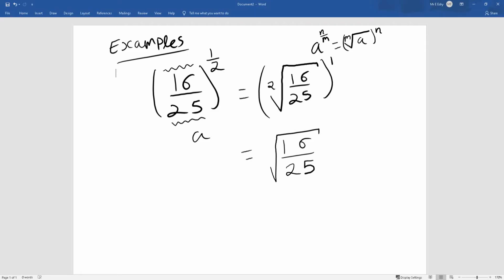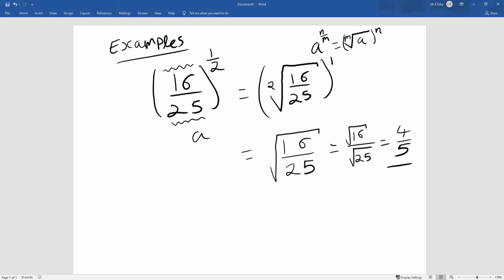Now, when we are working out the square root of a fraction, we can remember our rules of surds. This is the same as the square root of 16 over the square root of 25, which we should know is just going to be 4/5.